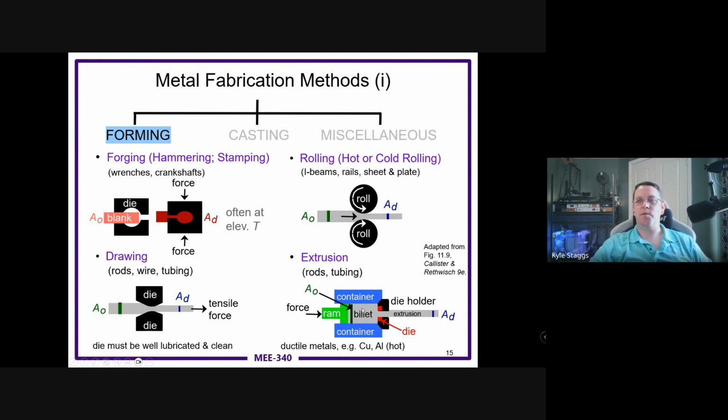Not so great for other kinds of geometries. Typically this kind of process is going to be circular, rectangular, square, something like that. So that's how those are made for the most part.